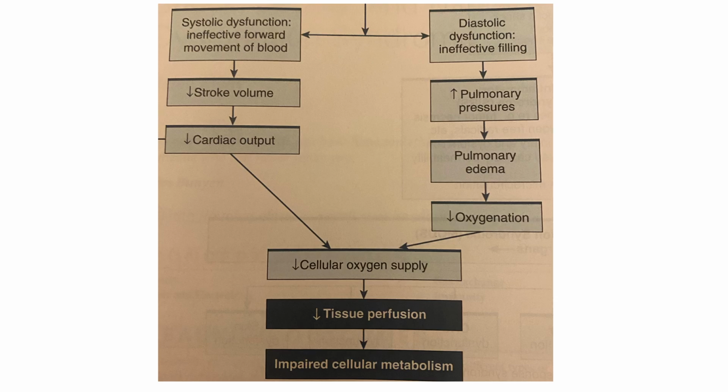Perfusion is decreased, cardiac output decreased, meaning that, what's going to happen to our cells with our oxygen supply way down, right? Then what's going to happen to our tissues and our organs? Are they going to be perfused? No, not at all. So there's our impaired cellular metabolism right there. Okay, so that's how that systolic dysfunction works.